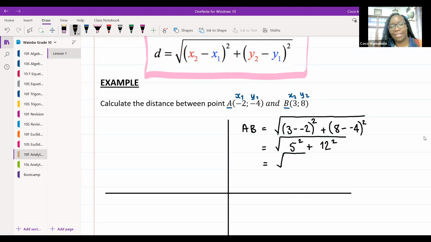Okay. 12 squared. Isn't it 120 something? No, 144. Sorry. I think it's 144. Good. And the 5 squared is 25. So you need to put, tell me what goes in there. 25 plus 144 will give us? 169. Good, 169. But we still need to take the square root of that.